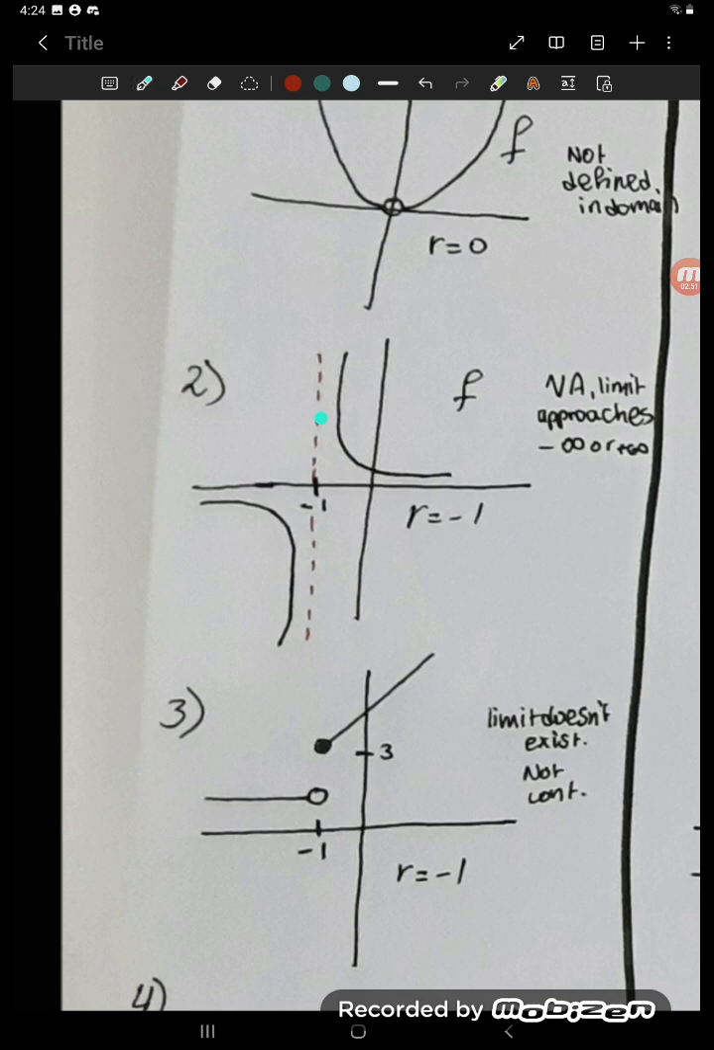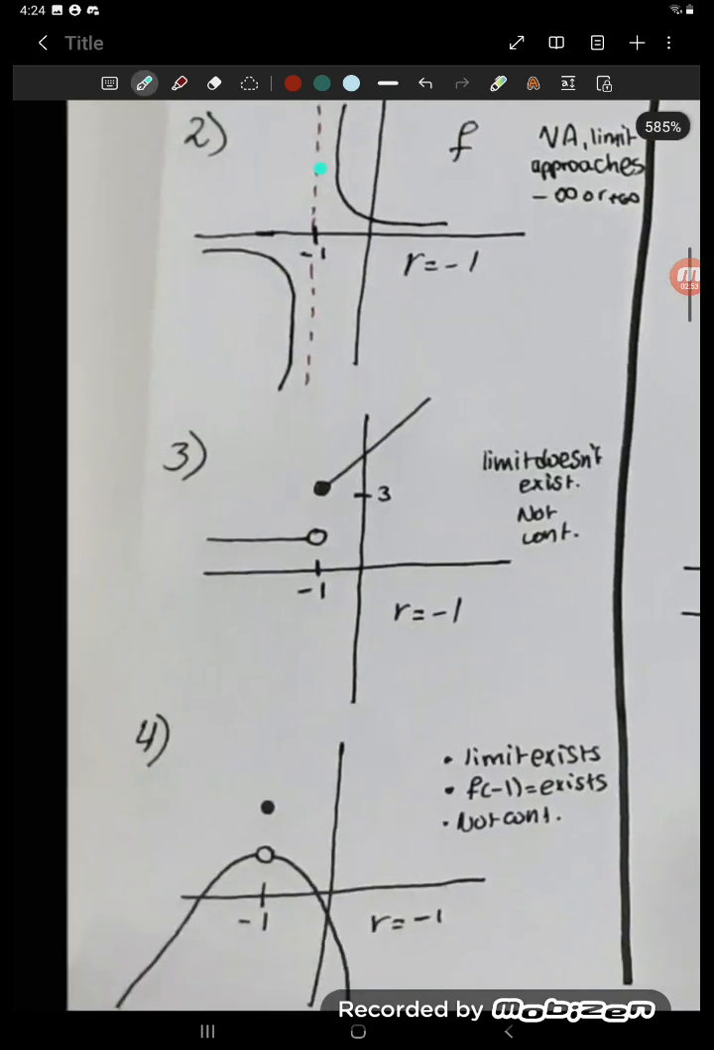If we look at the third example, you can see that the limit does not exist. Not only that, it's not continuous because the limit does not exist, and f of -1 does not equal the limit at r equals -1.